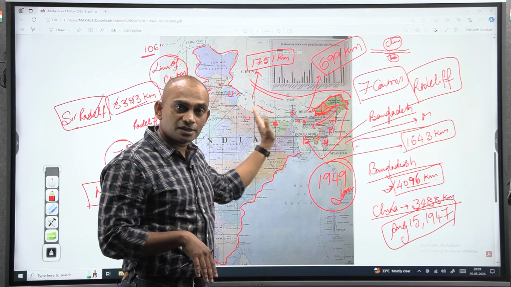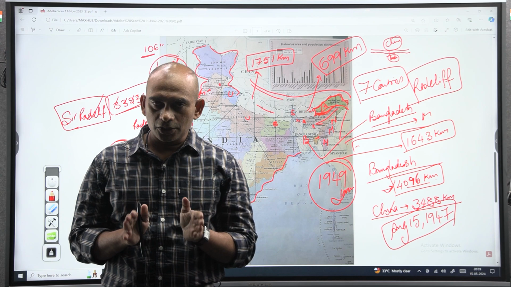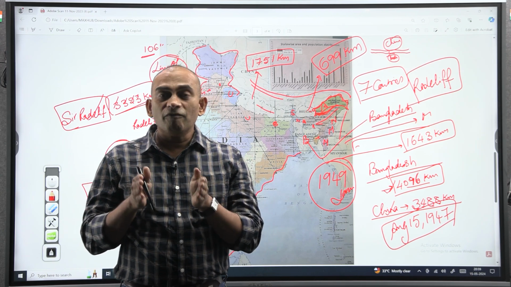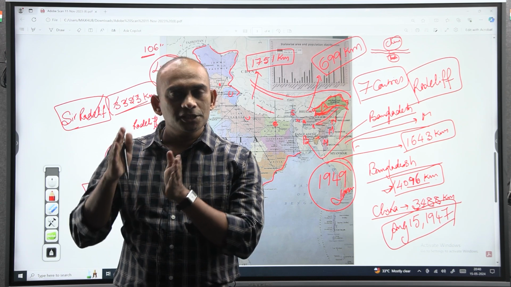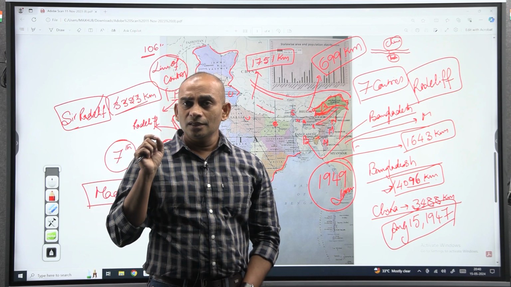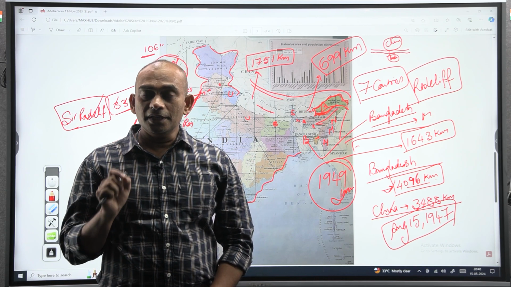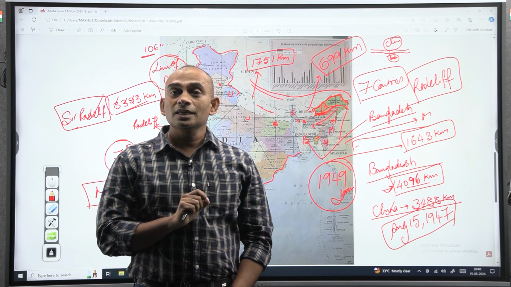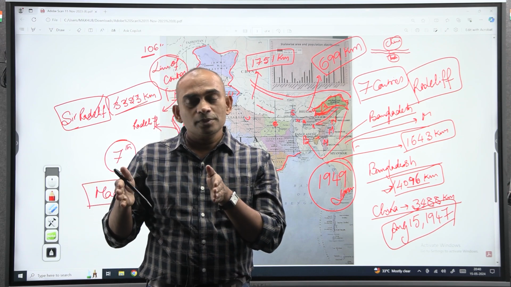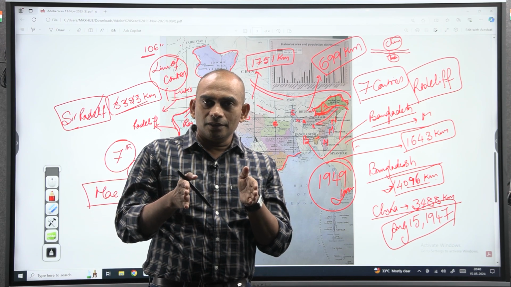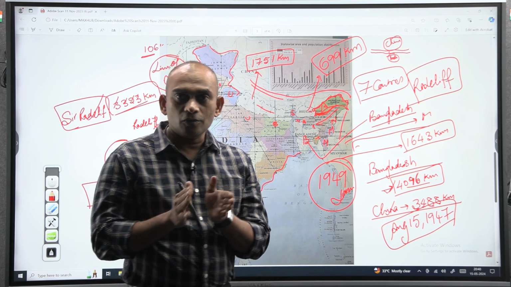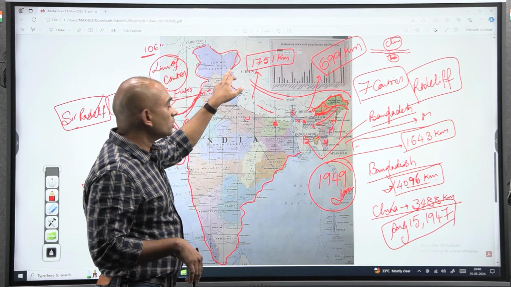When you look at this western sector, this is the Line of Actual Control. That means there is a clear-cut buffer zone existing between China and India. That buffer zone is not clearly demarcated. So sometimes the Chinese may enter the buffer zone, sometimes India may enter the buffer zone. This is how the Line of Actual Control came into being.